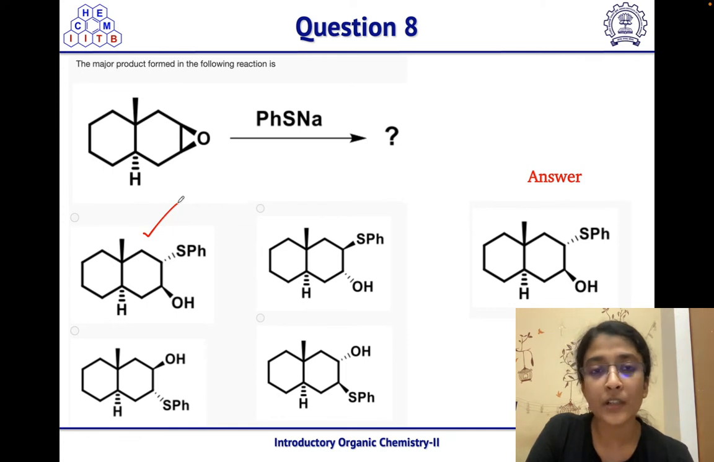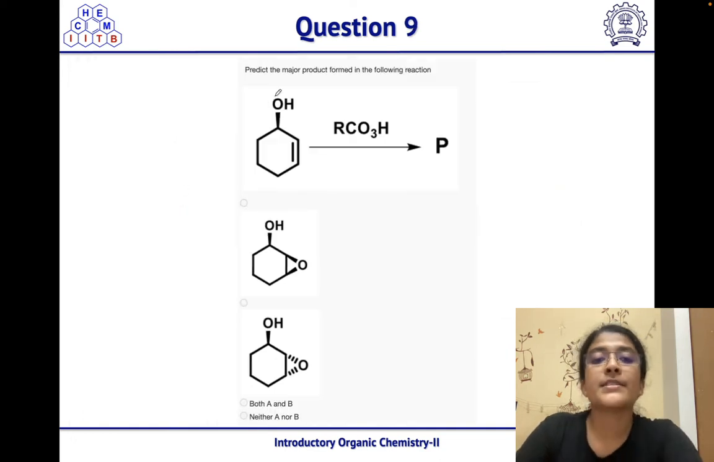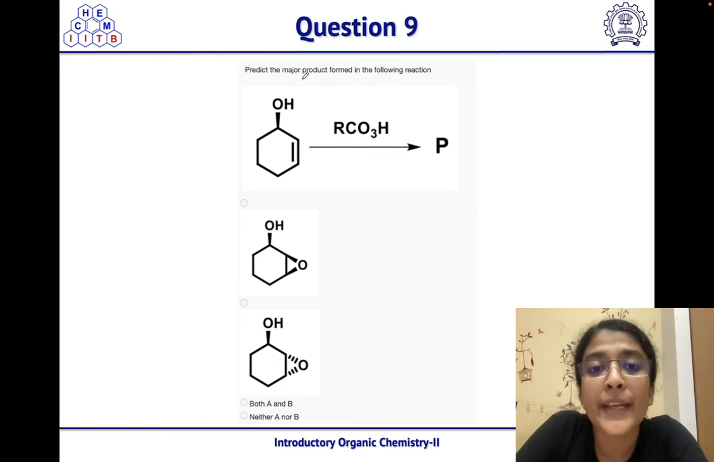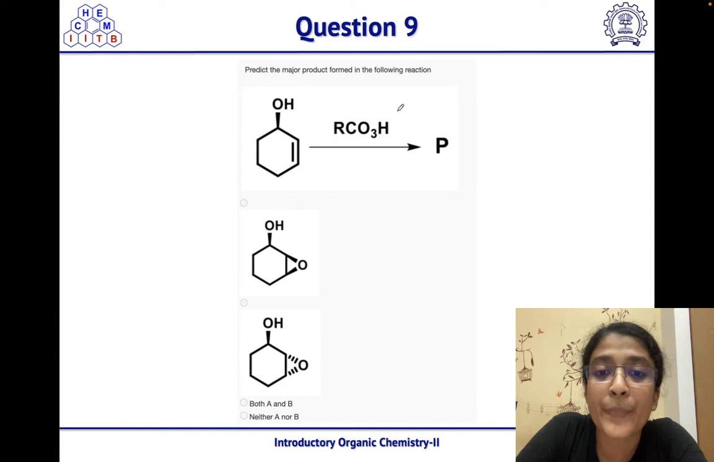I hope these 8 questions are clear. Now we will move forward to question number 9. In this question number 9, predict the major product formed in the following reaction. They have given an allylic alcohol, and in presence of this peracid, what is the product that is formed? Whether epoxide will form in the same direction or in the opposite direction, or it will lead to formation of both, or it will not lead to formation of any of these products.